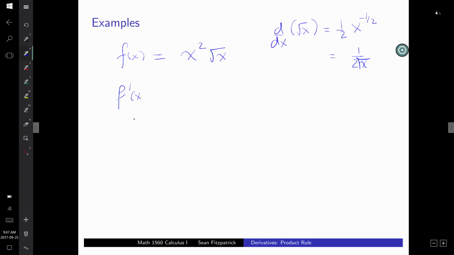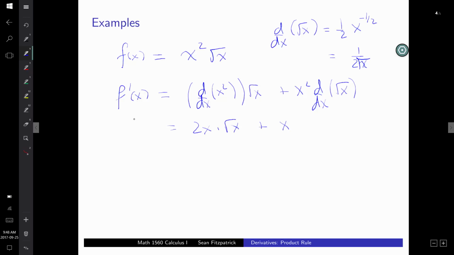So the derivative is going to be the derivative of x squared times root x, and then x squared times the derivative of root x. So we get 2x times root x, and then x squared times 1 over 2 root x. Of course, we could simplify this if we wanted to, but we can leave it like that. You don't have to simplify this answer.